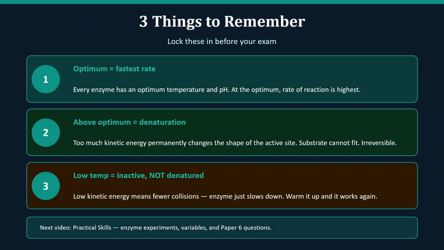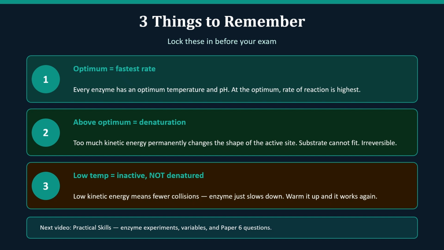Now let's lock the 3 things in mind. Number 1. Every enzyme has an optimum temperature and pH. At the optimum, the rate of reaction is at its highest. Kinetic energy is perfect for maximum collisions between substrate and active site. Number 2. Above the optimum, too much kinetic energy permanently changes the shape of the active site. The substrate cannot fit. The enzyme is denatured. This is irreversible.